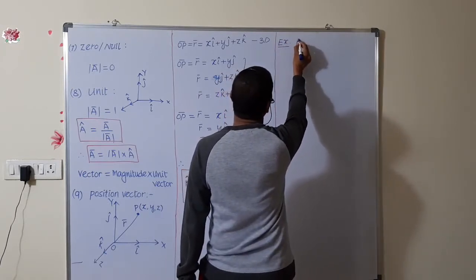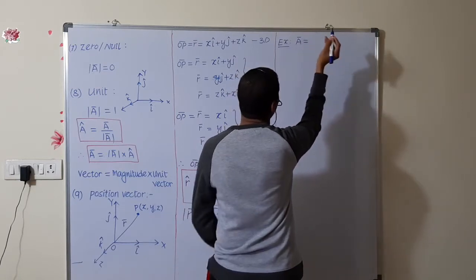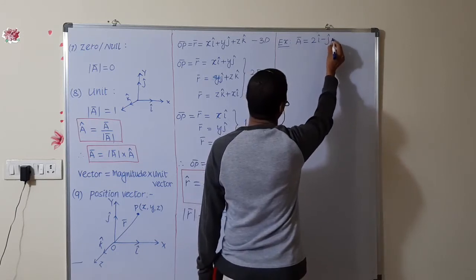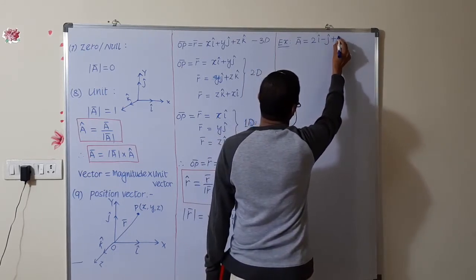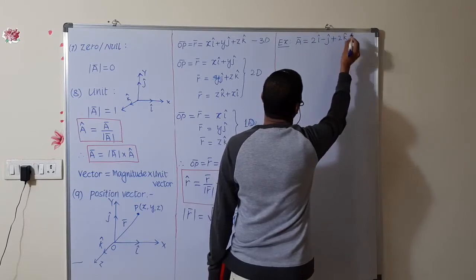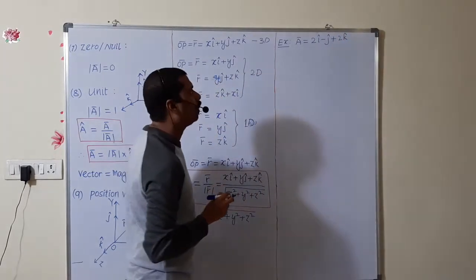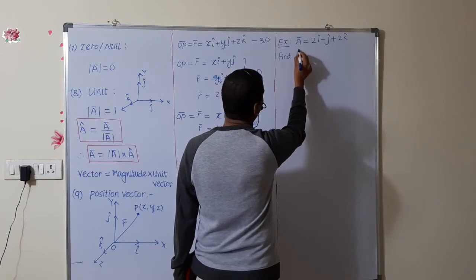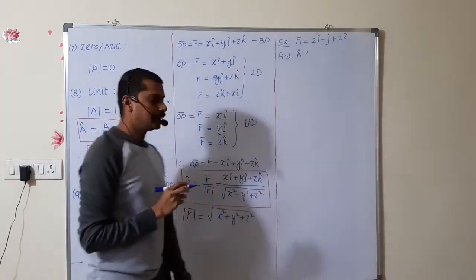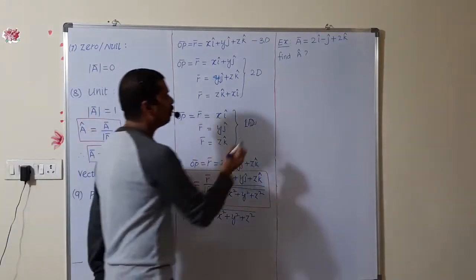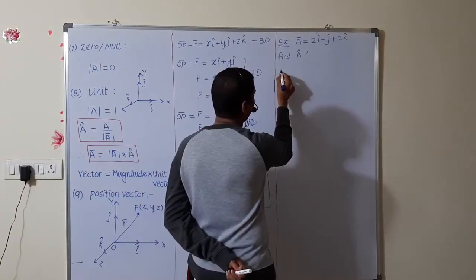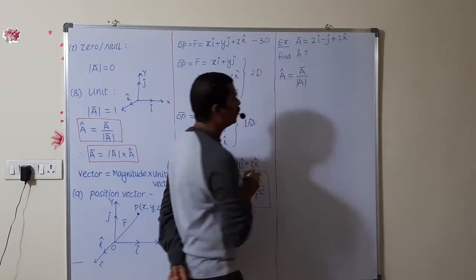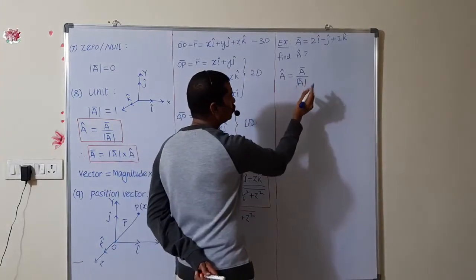Here a vector A is given as 2i cap minus j cap plus 2k cap. Now we have to find a cap. How do we write the a cap? This is a formula: a cap is equal to vector A upon mod of A. I want to calculate the magnitude of the vector.